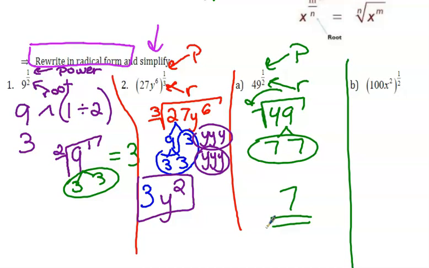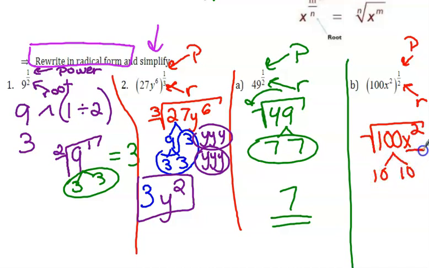All right, I want you guys to try B. So again, if this is the power and that's the root, how would you solve this one? All right. So 10, what goes into 100? 10 and 10, so I take that pair out. X squared, I have a pair of x's, so my answer would be 10x. So we are rewriting these into radical form.